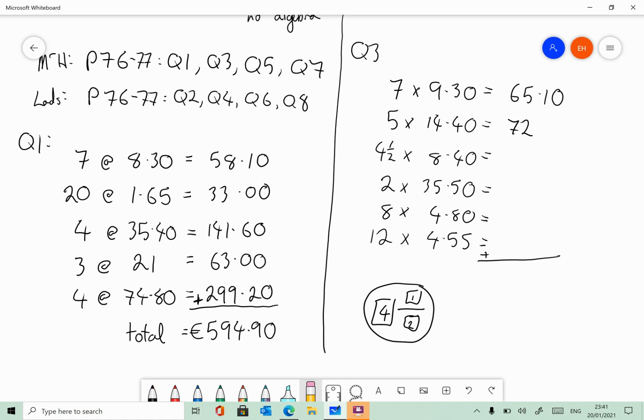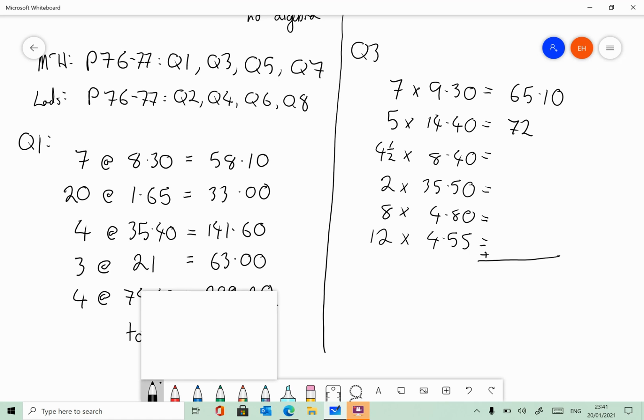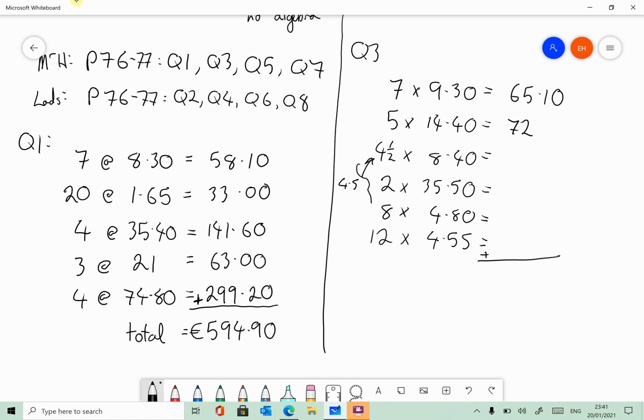Okay. Alternatively, you could write 4.5. That's probably the same thing. Okay, so 4.5 there, that's exactly the same thing as 4.5. But I've keyed in the button already, so it's 4, 1, 2, get out a fraction, multiplied by 8.40 equals 37.8.